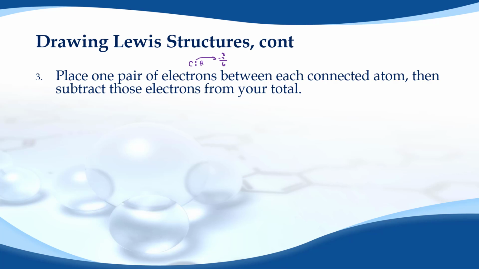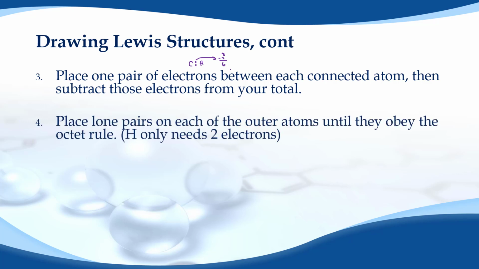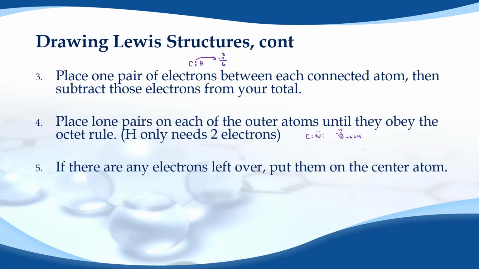After we do that, we then start putting lone pairs, or unshared electron pairs, only on the outer atoms, until those outer atoms obey the octet rule. Now keep in mind, hydrogen only needs 2 electrons, so once it forms its bond, it's done. It will never get any other dots. Everything else, though, put electrons around it until everything else has 8. If you've put electrons around the outside and you have extra electrons left after you subtract them from your total, then those electrons go on the center atom as lone pairs.